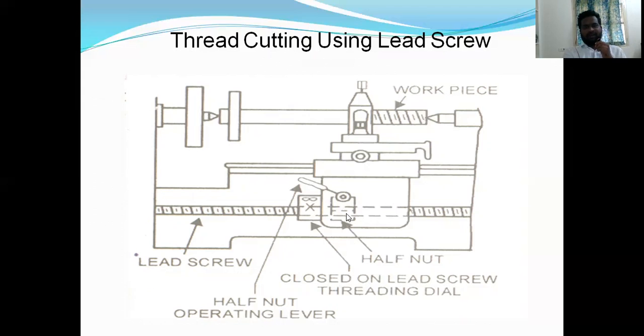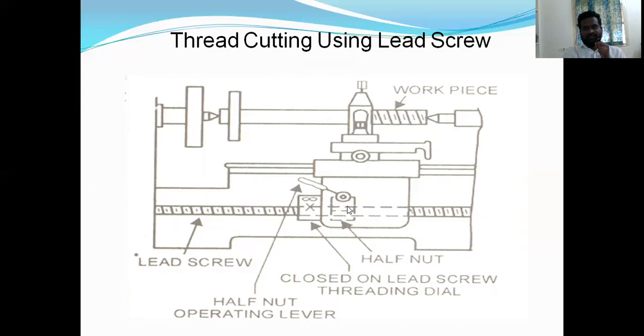Based on our gear ratio value, we are adjusting the speeds in the headstock. In the headstock, we are adjusting our gear ratio values by pulling the levers. Here also, we have to engage this half nut mechanism to do the thread cutting operation. We have to pull this lever. After engaging this mechanism, the carriage is moving on this lead screw.